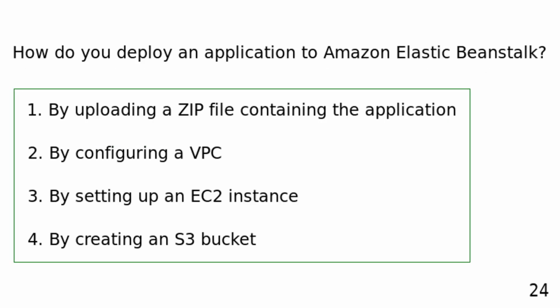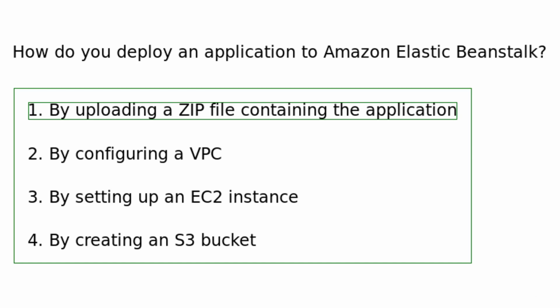How do you deploy an application to Amazon Elastic Beanstalk? By uploading a zip file containing the application. By configuring a VPC. By setting up an EC2 instance. By creating an S3 bucket. Applications are deployed to Elastic Beanstalk by uploading a zip file containing the application and its dependencies.